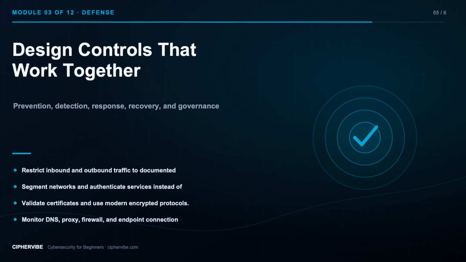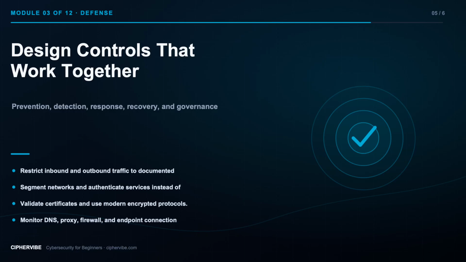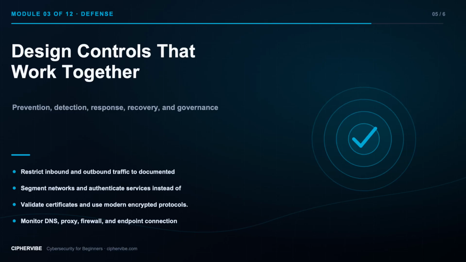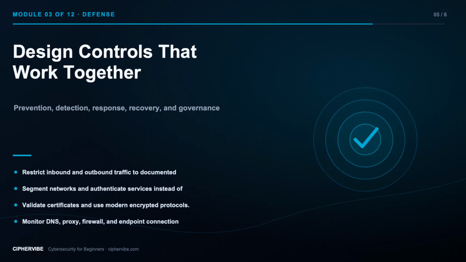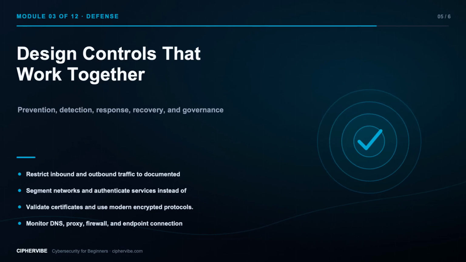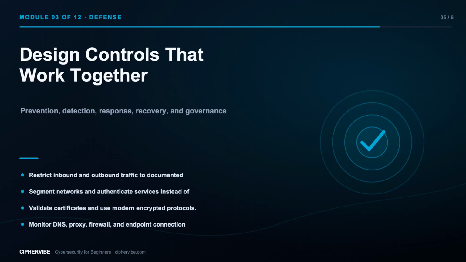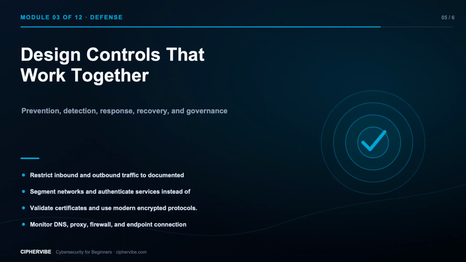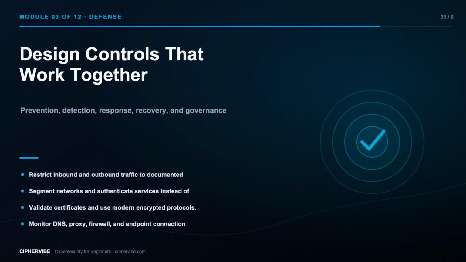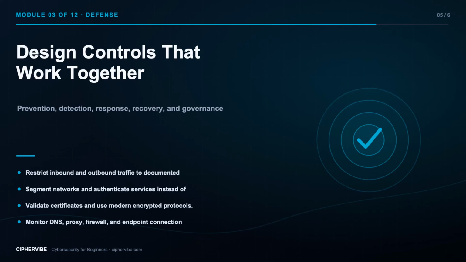For each important risk, ask 5 questions. What makes the event less likely? What evidence would reveal it? Who can contain it? How will trustworthy operation be restored? Who owns the decision and accepts remaining risk? Least privilege applies to people, applications, devices, automation, data stores, and administrators. Access should be scoped, separated, monitored, reviewed, and removed when it is no longer needed.